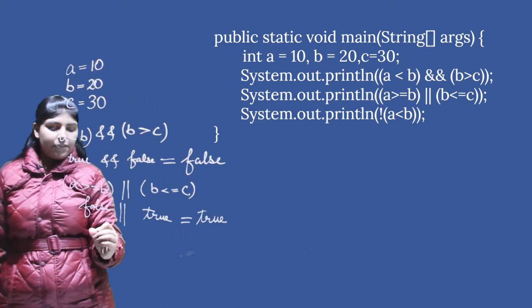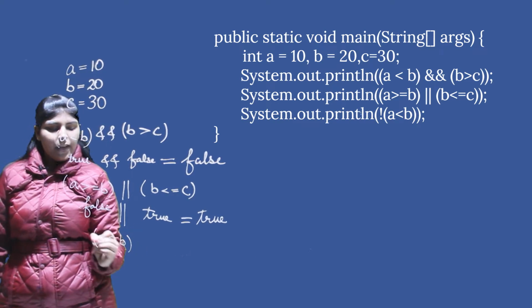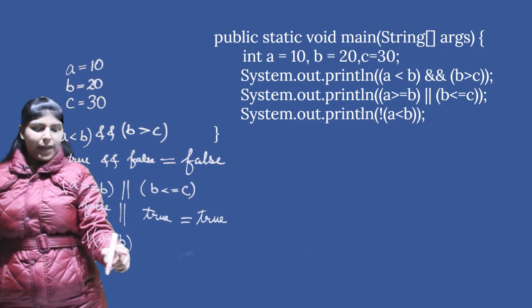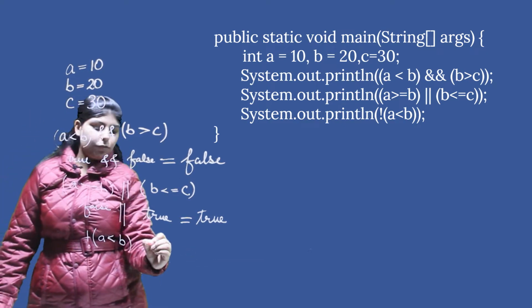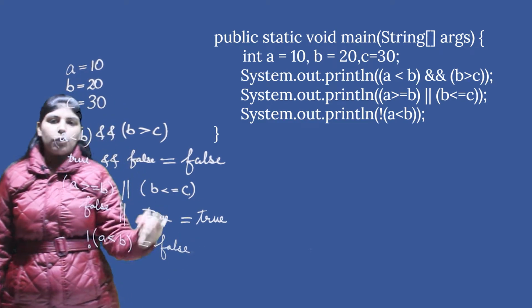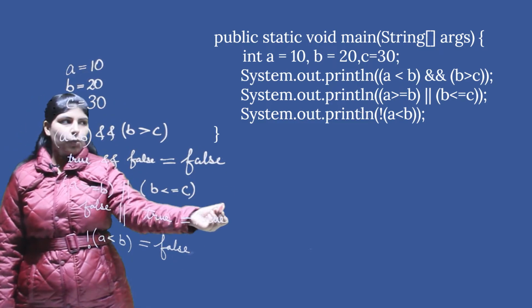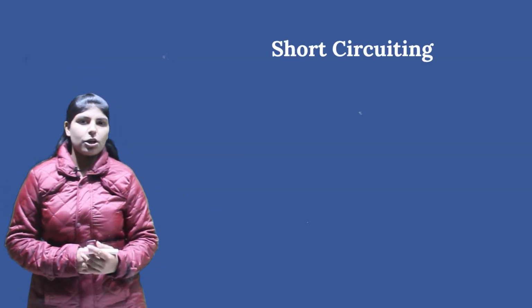So next I have A less than B and I have NOT of this. So A is less than B, this is true. So if I do NOT, I'll get false. So the output of this program will be false, true and false. Clear? Next we'll see short circuiting.